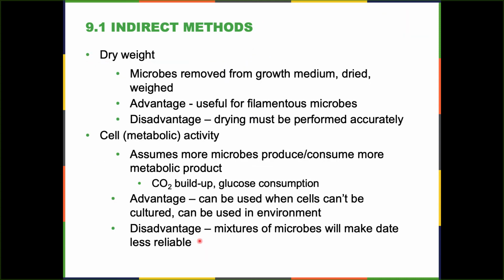Two other indirect methods are dry weight or metabolic activity, right? So dry weight is really literally what it sounds like. You're going to take your microbes, you're going to dry them, you're going to weigh them, right? It's not super useful except when you are growing filamentous microbes, right? Because filamentous microbes are hard to count. They're long filaments like we saw with the fungi, especially useful for fungi. It's really hard to tell where cells begin and end. So for filamentous microbes, weighing is a great way to do this.